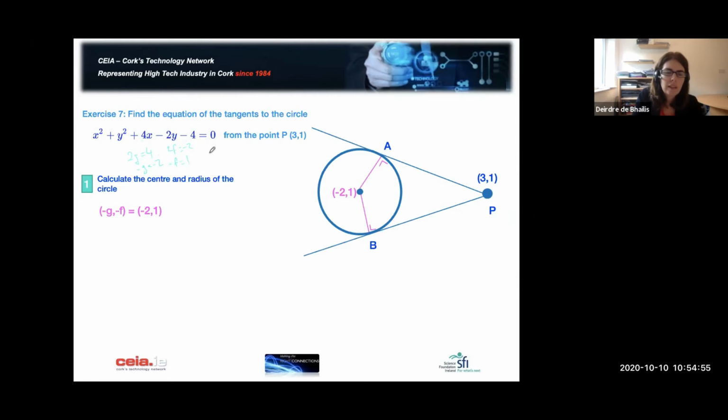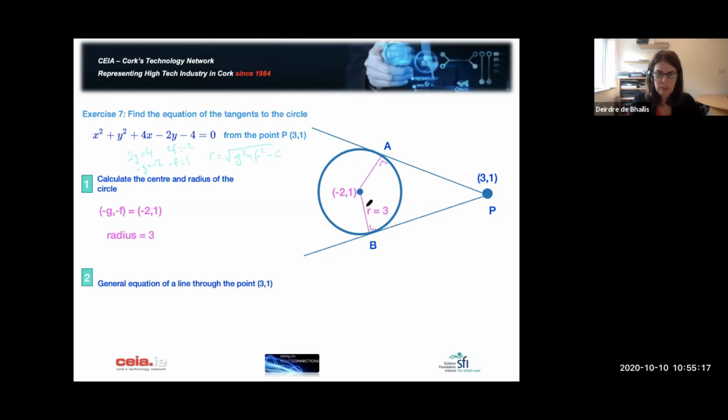And then I won't work out the radius there, just be careful that r is equal to the square root of g squared plus f squared minus c. So what that gives us is the radius is equal to 3. Okay, so that's step 1.